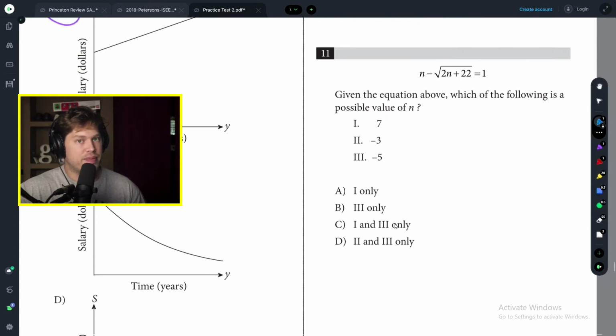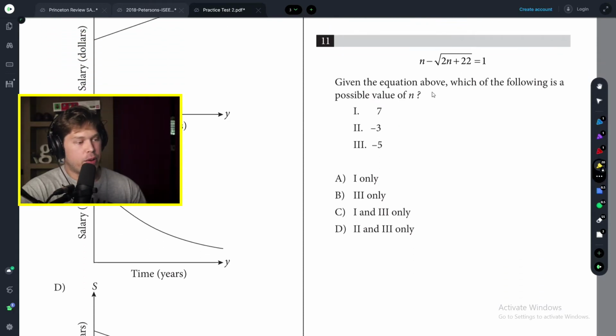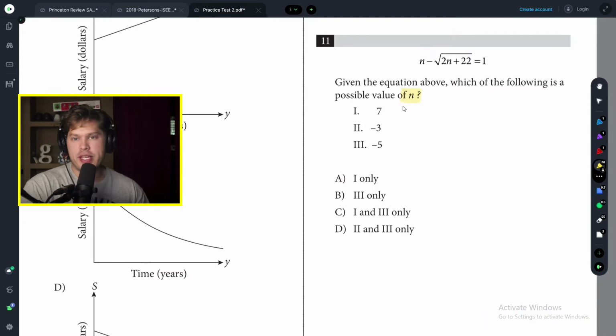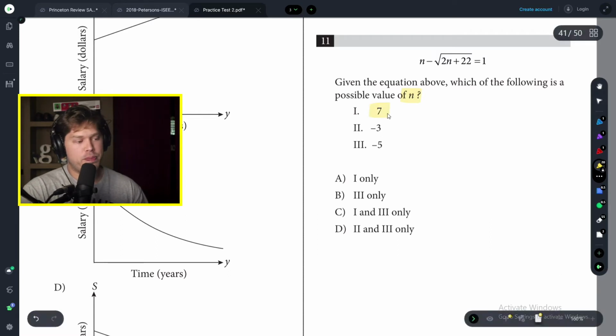Number 11. Given the equation above, which of the following is a possible value of n? Okay, so probably the easiest way to solve this problem is just to plug in the different values for n and to see if our output is 1. So starting with the first one, 7.